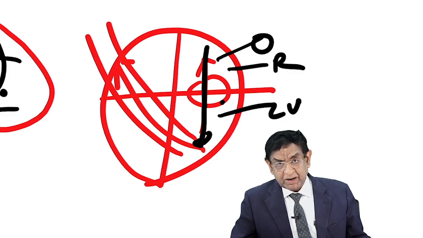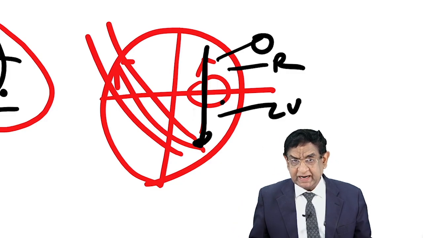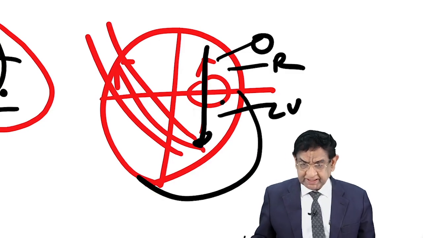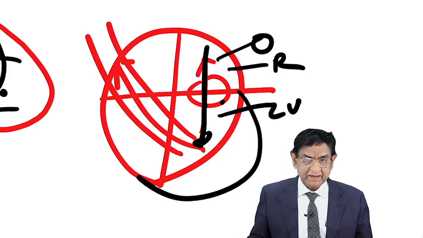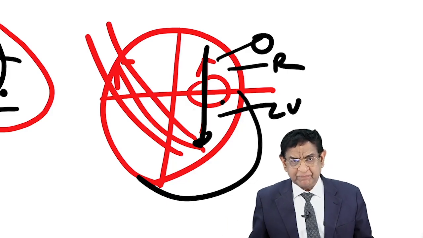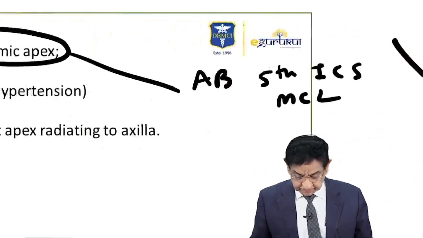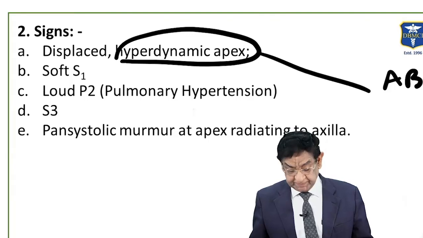Now the double amount of blood coming leads to LV dilatation, maybe LV hypertrophy also later on, and that will displace the apex beat down and out. Okay, it will be hyperdynamic, because the heart is beating very fast. So we understood the displaced and hyperdynamic apex beat.